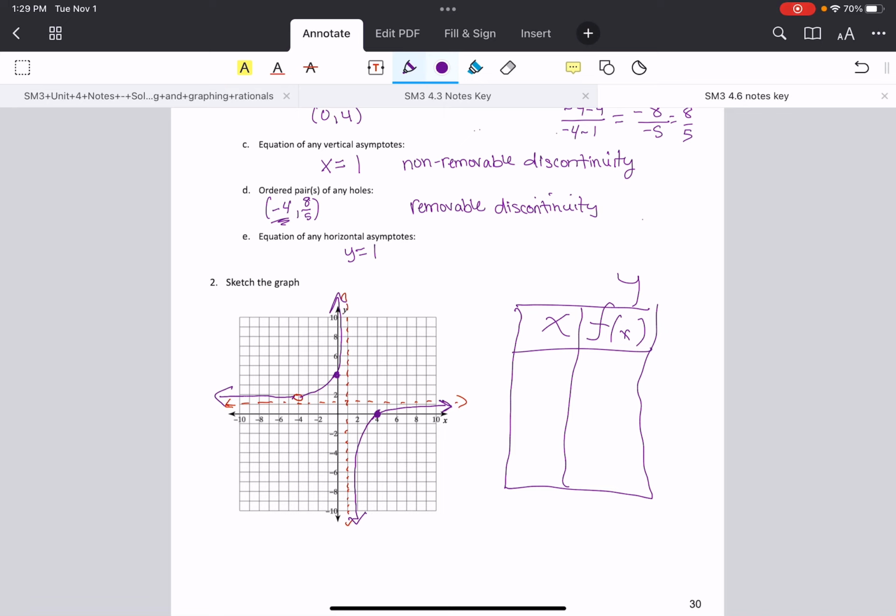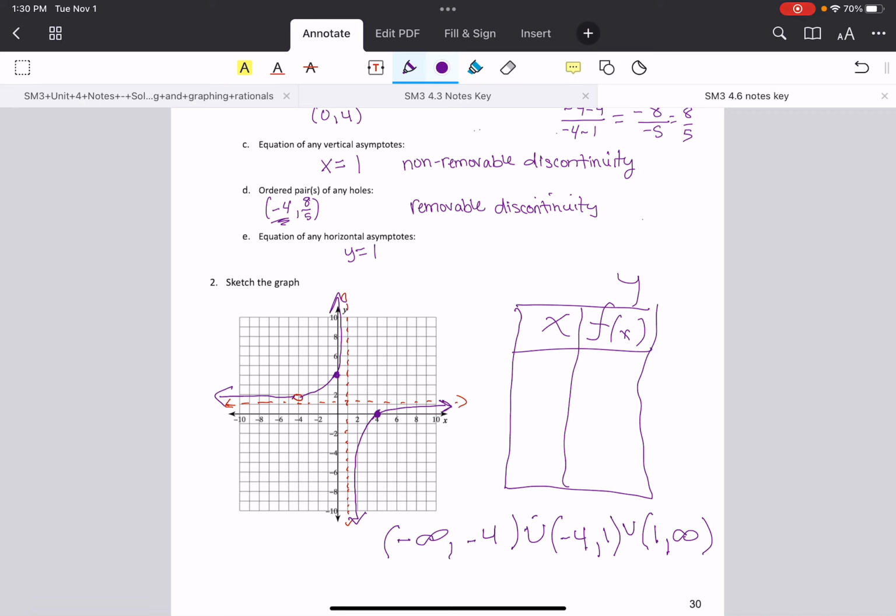And then the domain would be, you start with negative infinity. You go to the smallest excluded value. What was our smallest excluded value? Negative 4. And then you go from that smaller value to the bigger one. What was the other one? 1. And then 1 to infinity.